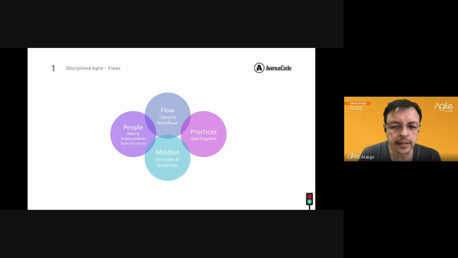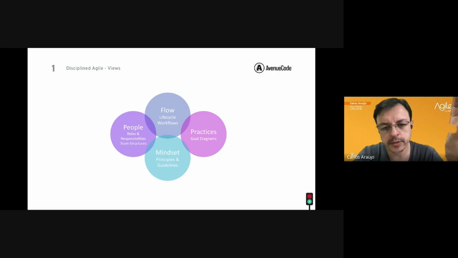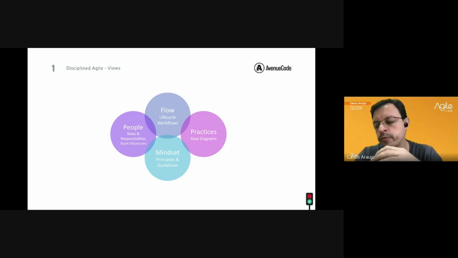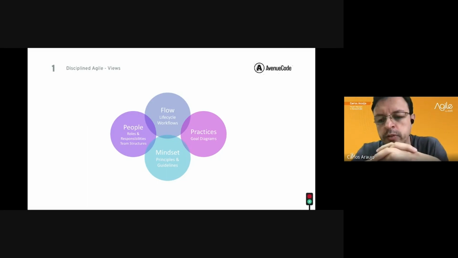Here is how DA is divided. It's divided in four views. First, the first view we have here is the mindset. Mindset works with principles and guidelines. The second one is people. DA is about people. It works with roles and responsibilities and team structures. DA also works in the flow. Flow is the life cycle and the workflows for a project. And the last but not the least is the practice. The practice works with goal diagrams.